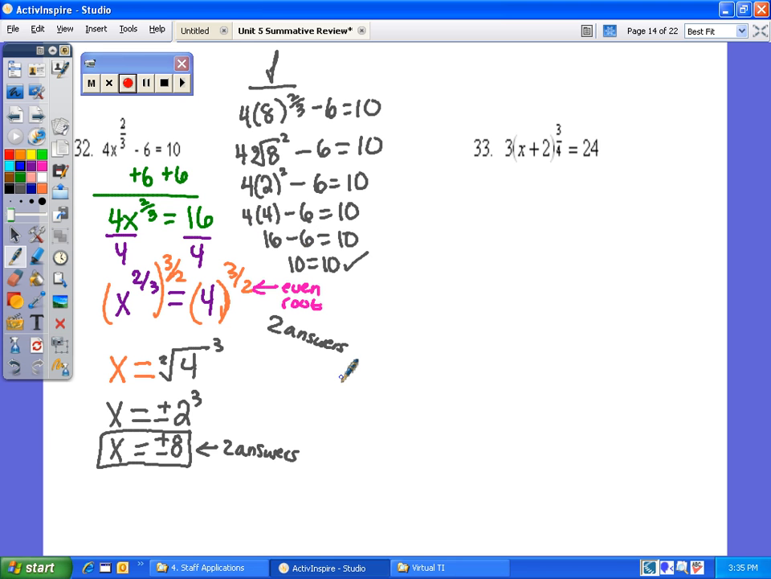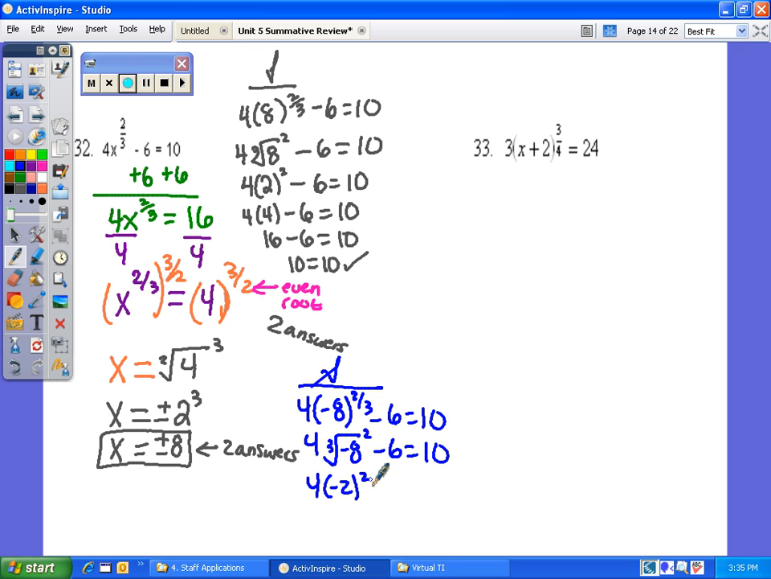Alright, you also have to check negative 8. So the cube root of negative 8 squared, that's really negative 2 squared. Notice my negative 2 is in parentheses, so negative 2 times negative 2 is positive 4. And this is 16 minus 6, so 10 equals 10. Alright, so both of them check out. Alright, I think this is the last solving problem.